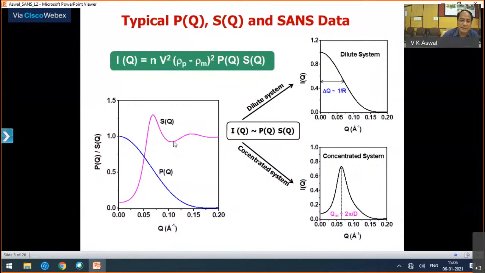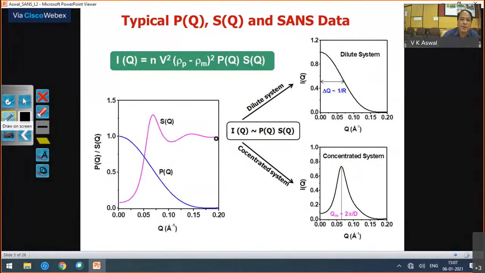at nano length scales. So the Q range would be, let's say, from 0.01 to 0.2 angstrom inverse. And what this means is that if you have a dilute system, your structure factor will be 1. So this will be your structure factor, 1, for the dilute system. But when you have a concentrated system, then both of them will contribute to the scattering intensity, and the scattering intensity is the product of these two terms.